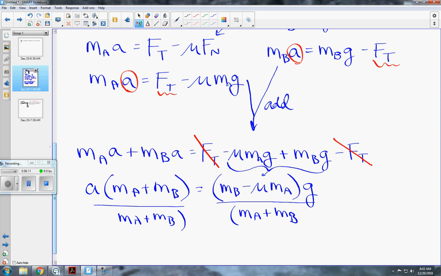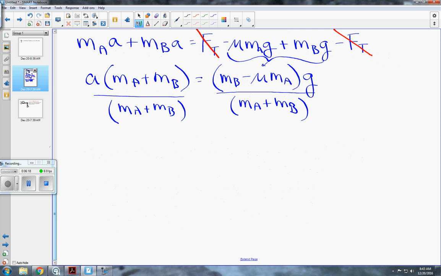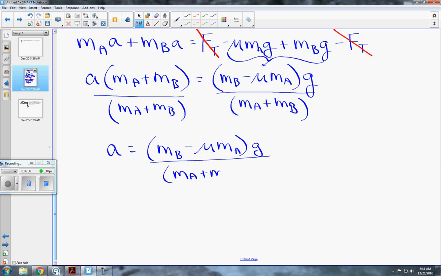And then we can get it to cancel on the left side. So now we have isolated acceleration. So we get acceleration equals mass B minus mu times mass A times g over mass A plus mass B. So I can plug in numbers now.